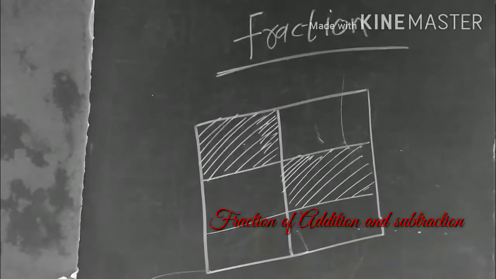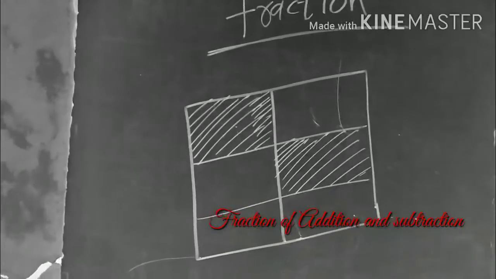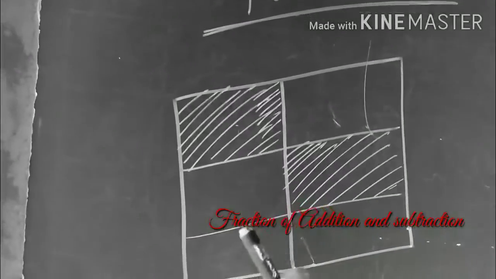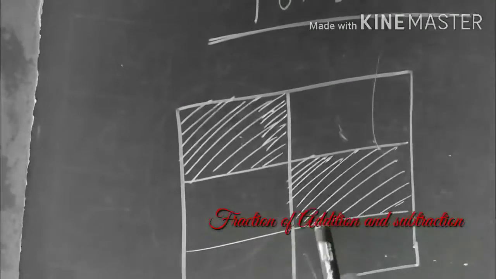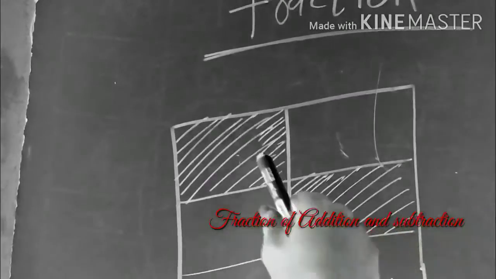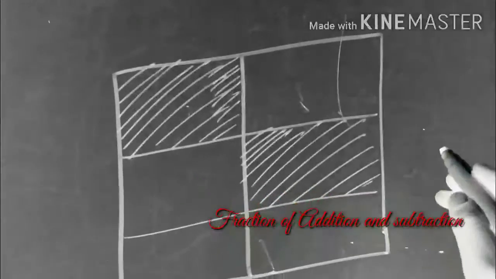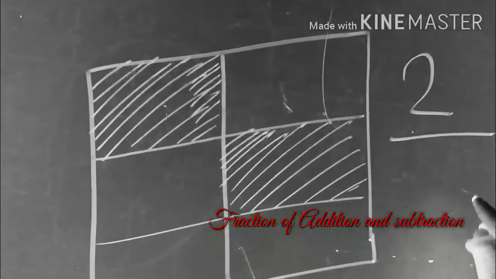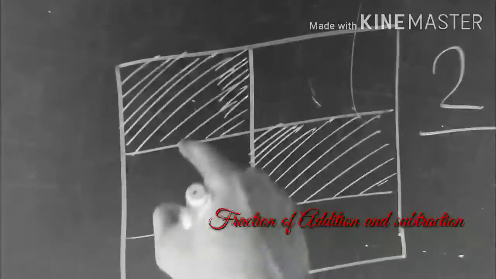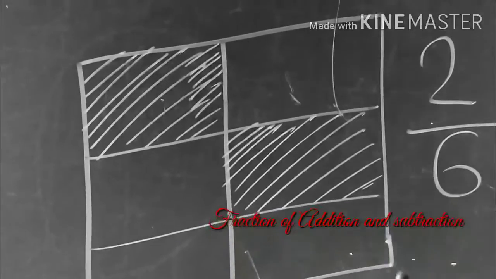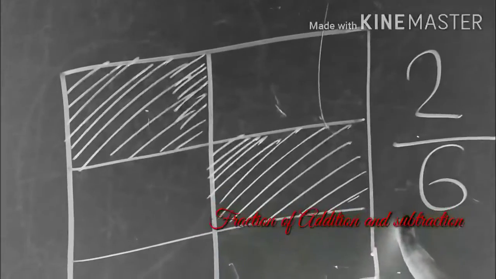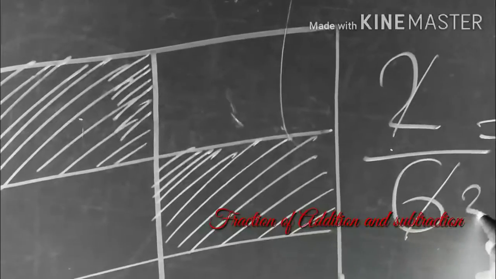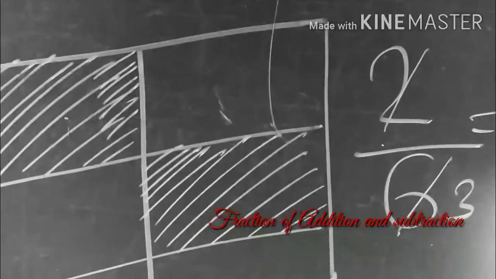Look at some other example. This is a rectangle. How many boxes have I drawn? 1, 2, 3, 4, 5, 6. Out of 6, how many parts do we color? 2 parts. So how can we write this fraction? 2 is our colored part and total is 6. 1, 2, 3, 4, 5, 6. So total is 6. We can read as 2 by 6. Otherwise, 2 3s are 6.